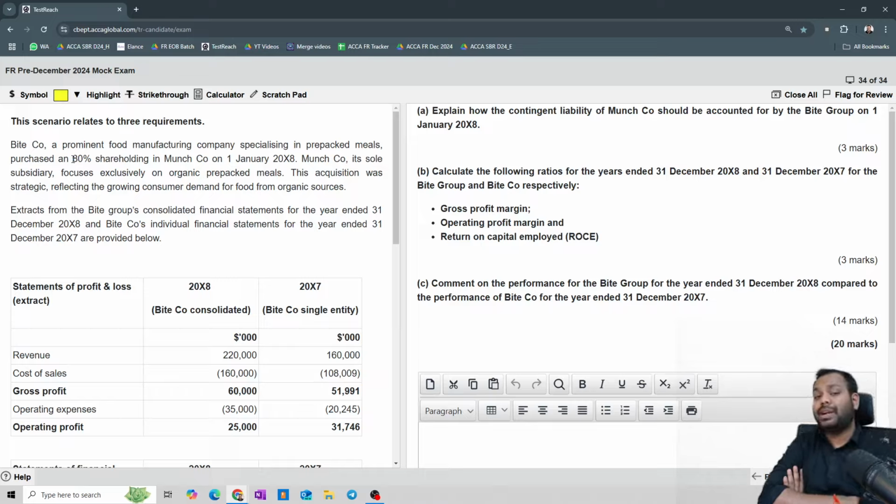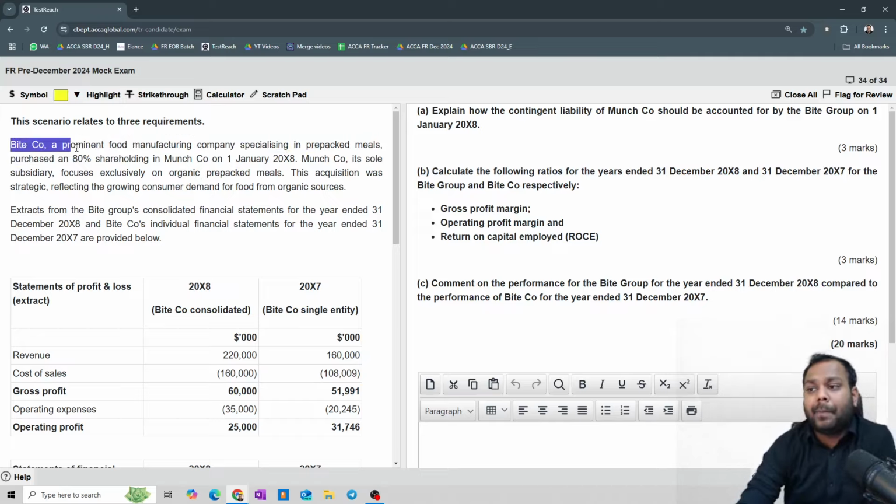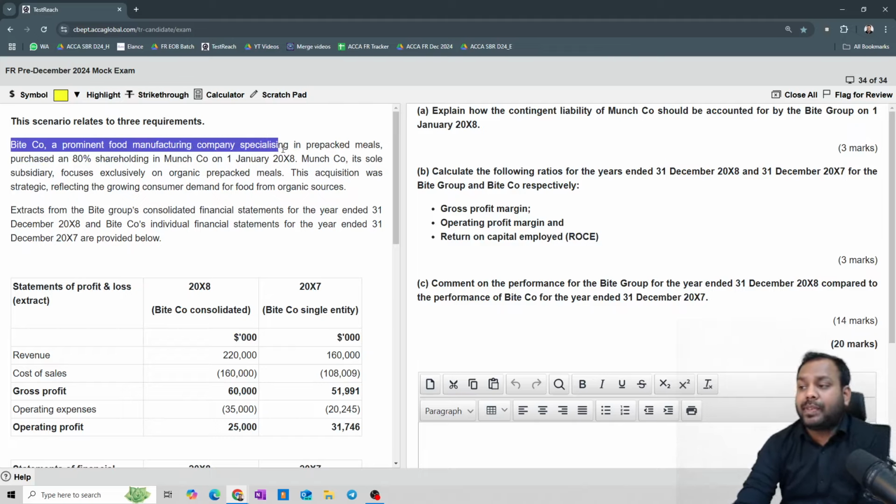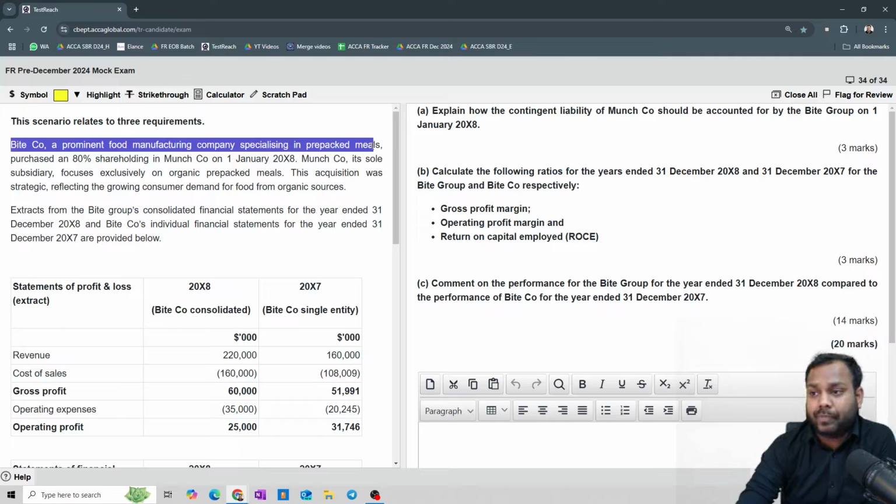So students who have attended yesterday's class will relate to it, that in yesterday's session we discussed interpretation of the group FS in case of disposal of subsidiary. Now here today I am discussing interpretation of the group FS in the case of acquisition of subsidiary. Okay, now understand. Byte company, a prominent food manufacturing company specializing in pre-packaged meals, purchased an 80% shareholding in Munch company.